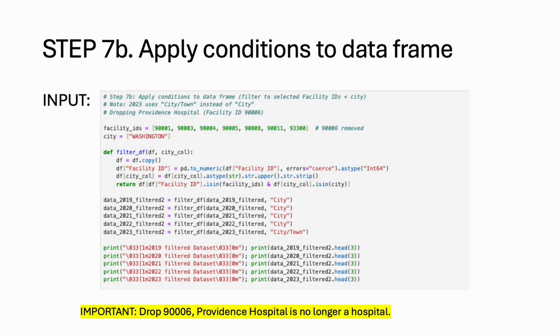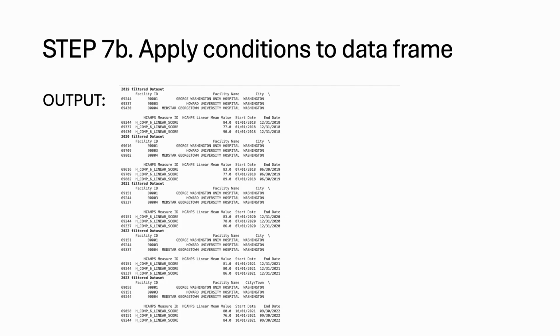So here we're going to apply key filters. We're only keeping the measure HCAHPS linear score. We're going to filter DC hospitals using the facility IDs from the prompt, and then filter to the DC city category like Washington. I do want to note that facility ID 90006, which is Providence Hospital, is no longer available in the most recent data sets because it is no longer an active hospital, so we're going to remove that from our facility IDs. So this output confirms the filter worked.